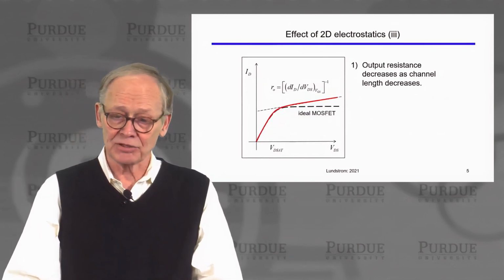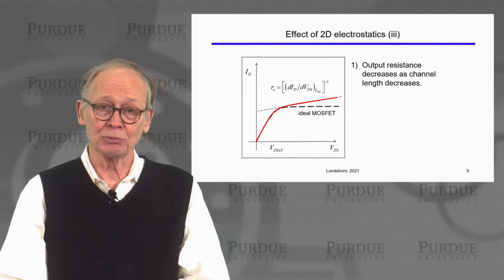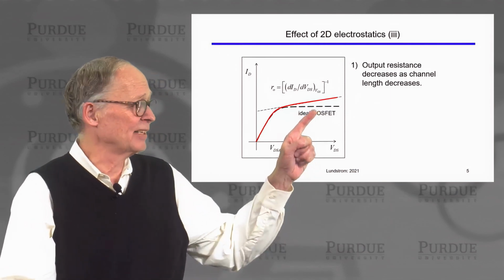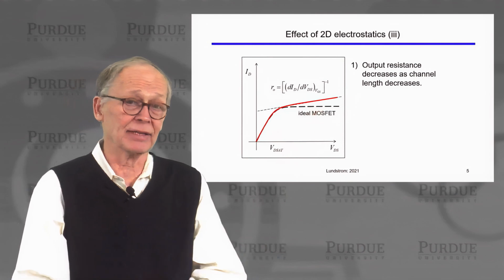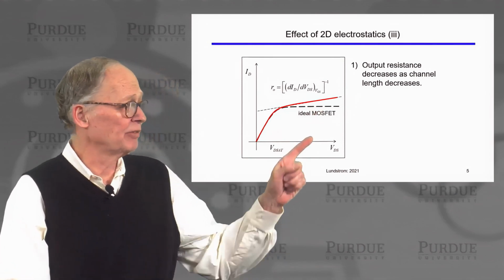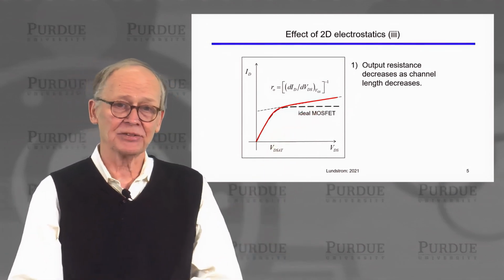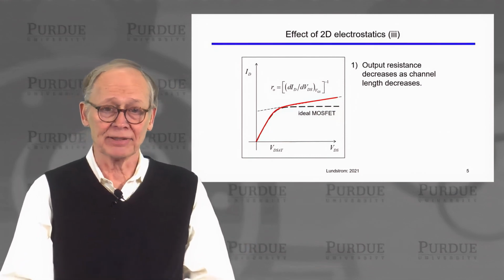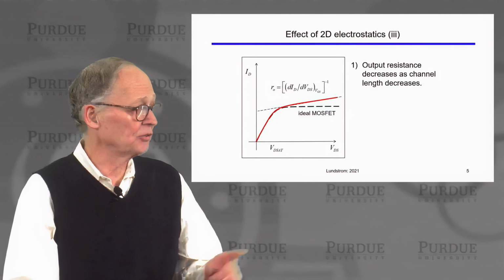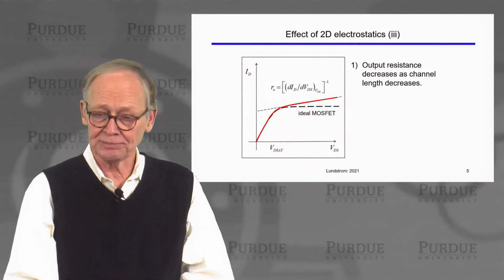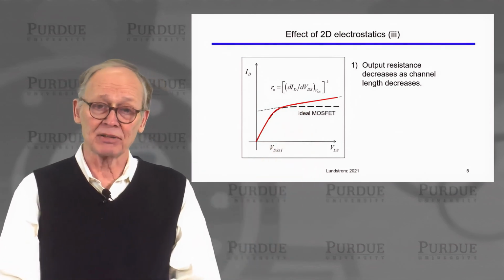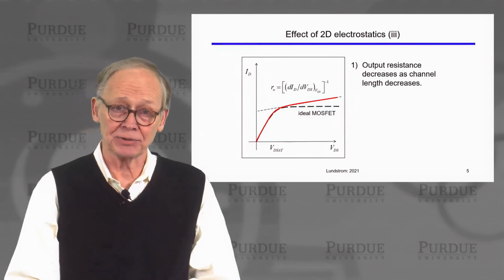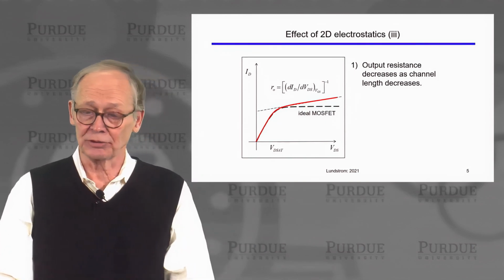Another effect of 2-dimensional electrostatics is the finite output resistance. In an ideal MOSFET, or if we had a very long channel MOSFET, we would find that the drain current saturates and the output resistance, which is 1 over that slope, would be infinite. In real structures, we find that there's some finite slope. As we decrease the channel length, that slope gets steeper and steeper. The output resistance gets smaller and smaller.